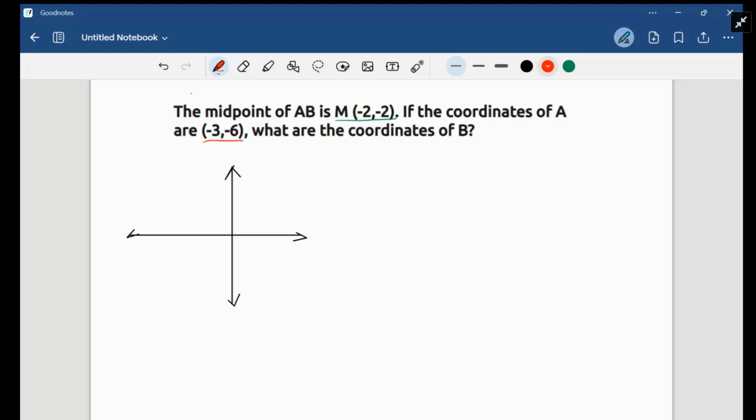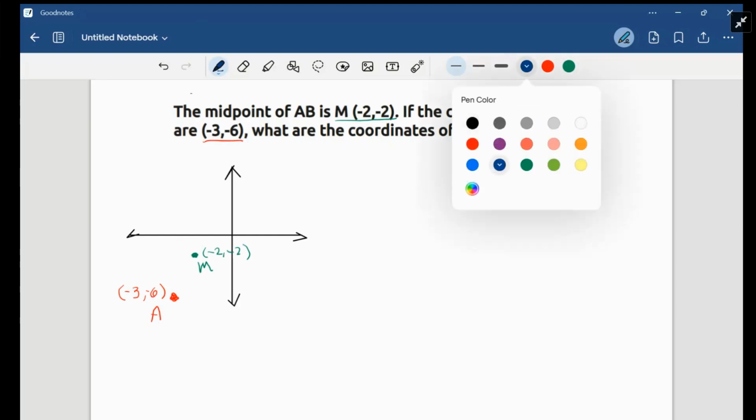So let's first take a look at it on a graph. We're just going to sketch out generally where these points are. It doesn't need to be exact, but just a general picture. So A is at -3, -6. So let's say that's down here. And then we have M at -2, -2. So we'll say that's about here. And then what we're trying to find is B, our other endpoint. Let's pretend visually, maybe it's around here.